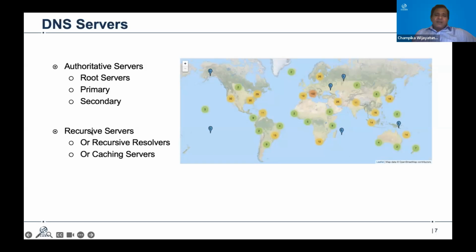Then we also have recursive servers. Now, recursive servers are, as I also explained earlier, run by the network operators like ISPs, mobile operators, and so on. We call those servers sometimes recursive resolvers or caching servers, but the function is the same. We call those caching servers because they cache the answers. They keep the answers in the cache.